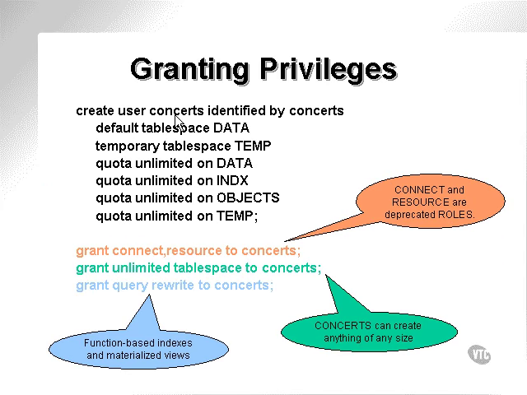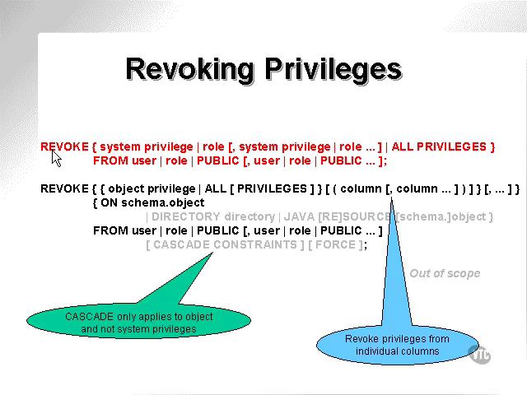Here's an example of granting privileges. Again, this is the user create script for the concerts user, and down the bottom we had grant connect and resource to concerts, then unlimited tablespace and query rewrite to the concerts user as well. Note that connect and resource are deprecated, they're just being used for demonstration purposes here.